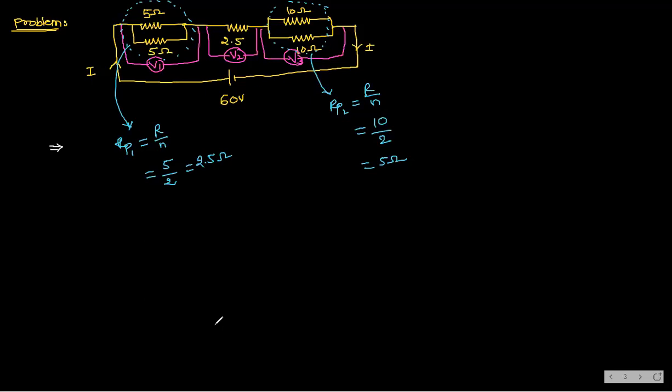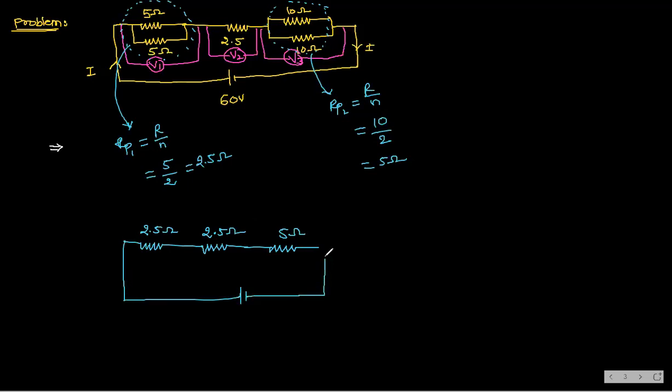Now see how it is done. Concentrate. Now I am going to replace all this, so I am redrawing the diagram. Now I have here 2.5 ohm, then another 2.5 ohm, and here you are getting 5 ohm. And down you have the battery. This battery potential is 60 volt. And this is current I.